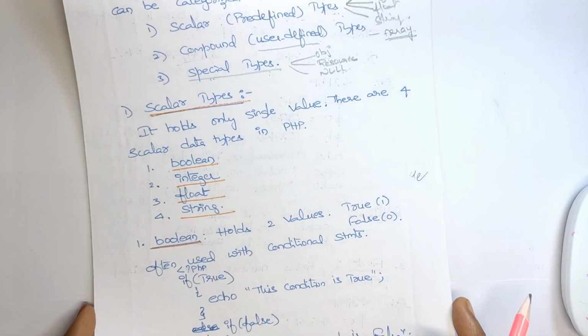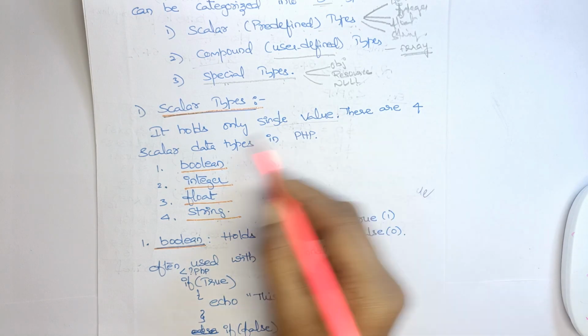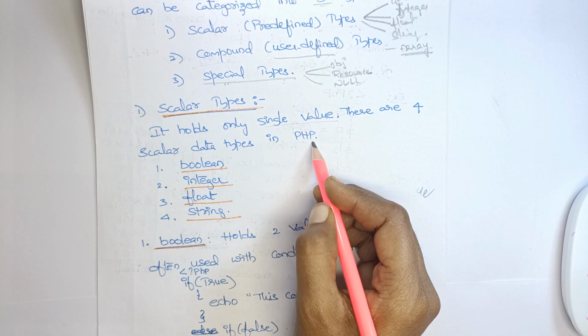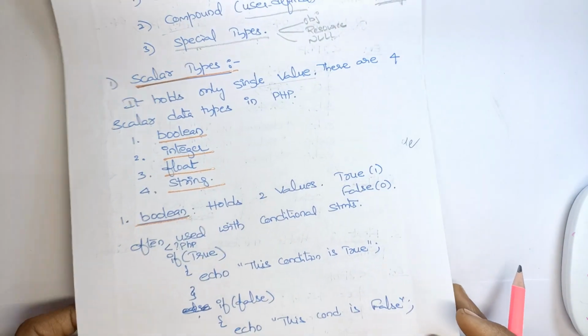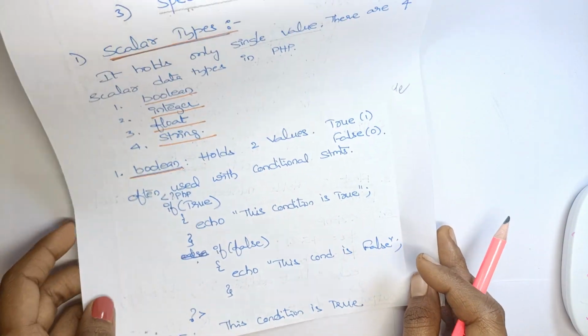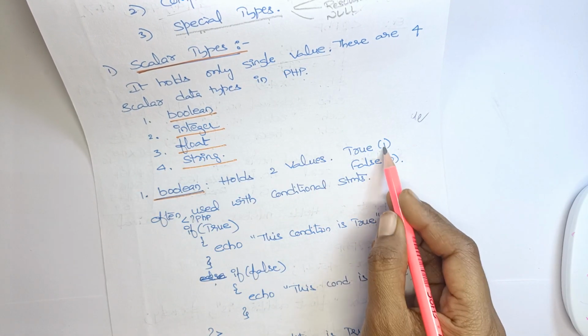First, we will see scalar types. Scalar types hold only a single value. There are 4 scalar data types in PHP: boolean, integer, float, and string. Boolean, as we know, holds only values like true or false.